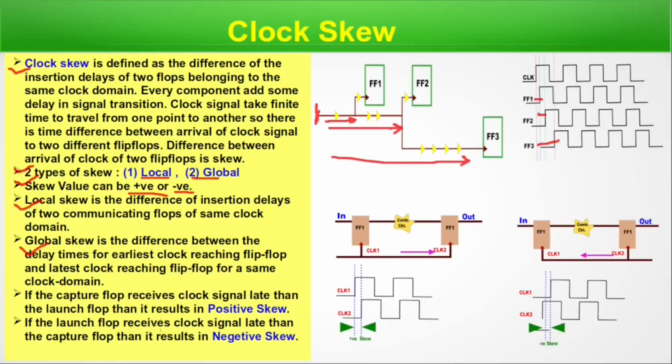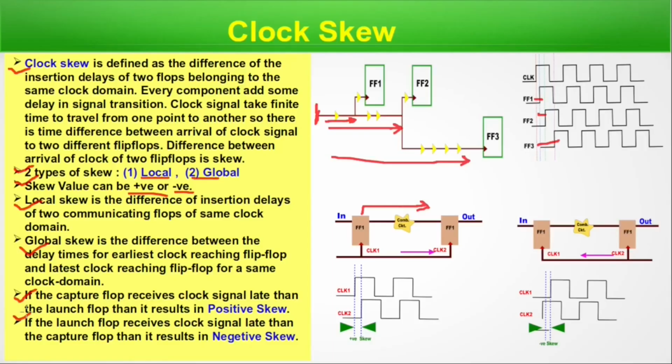And similarly, if the launch flop receives the clock signal later than the capture flop, then it results in negative skew. They are communicating, and for data transmission, clock is required in two cases. Suppose data is going from here to there and clock is first coming here and going there next. That is basically positive skew. And the launch flop receiving the clock later, that is negative skew. That is all about skew.